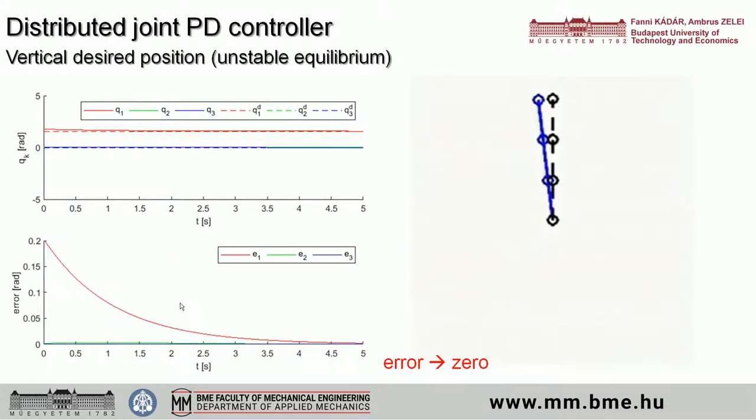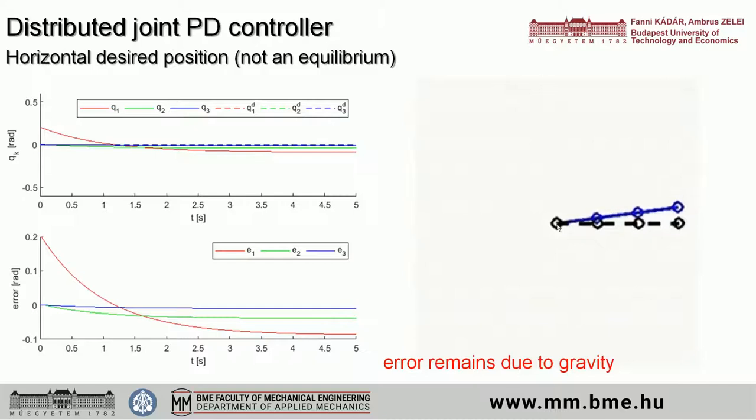If the desired position or desired configuration is vertical, which is an unstable equilibrium, then the PD controller works nicely. But this is because there is no need for any error to keep the system in this vertical position, and we also know that the PD controller does not provide any control input when the error is 0, so therefore this upward vertical equilibrium position can be achieved without any positioning error.